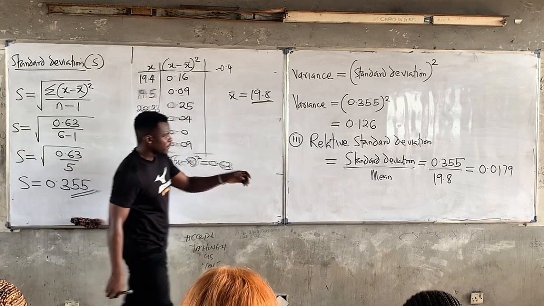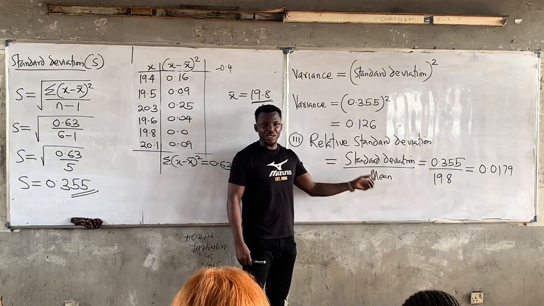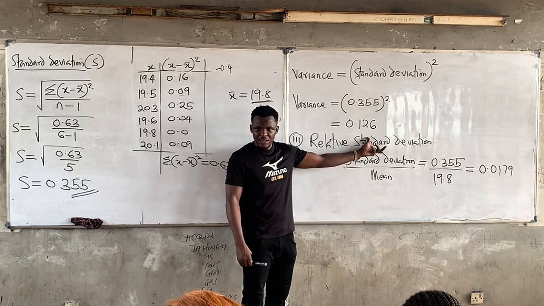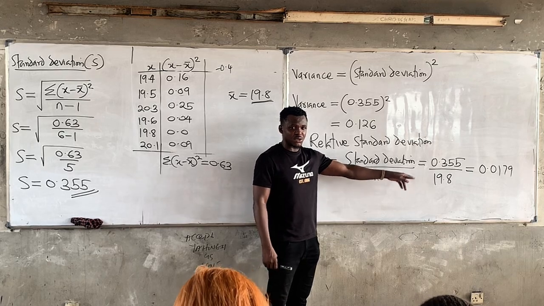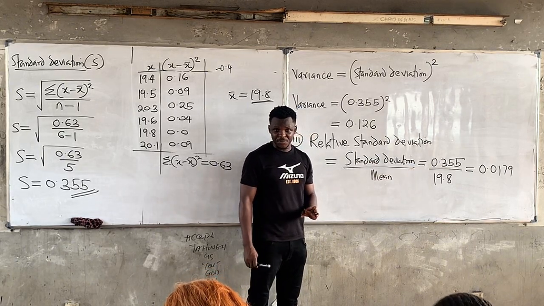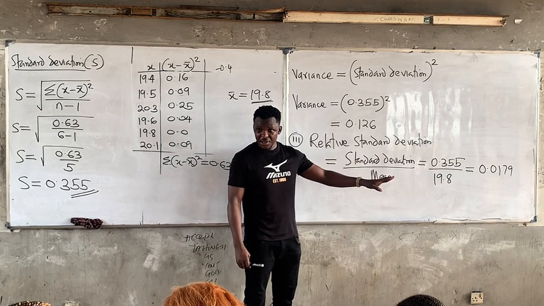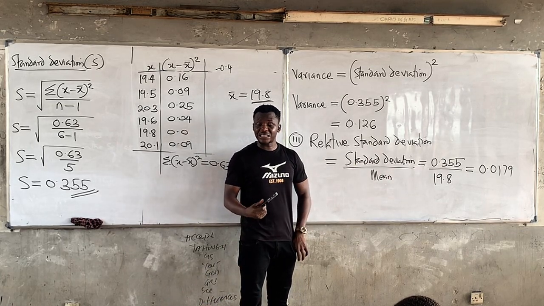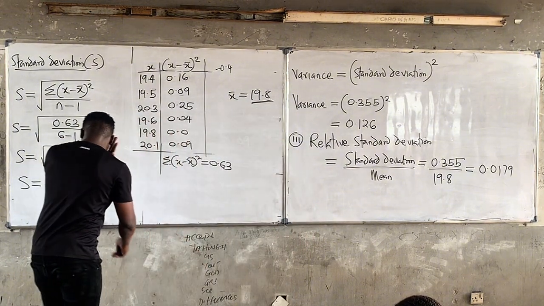Same thing here. Relative standard deviation is standard deviation all over the mean. If you were asked to solve for the percentage relative standard deviation, it's simply going to be standard deviation all over mean times 100, that's for percentage. If you're asked in percentage, always multiply by 100. If you're asked in parts per thousand, multiply by what? 1,000. Parts per million, multiply by what? 1 million. So that is it.